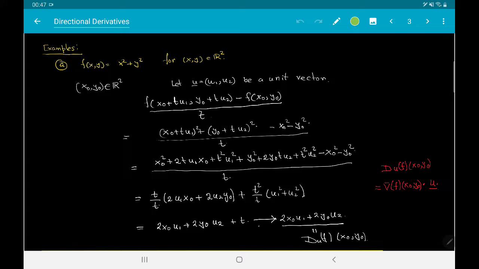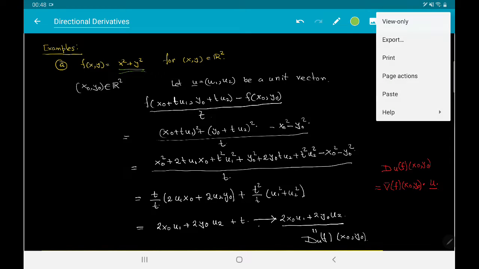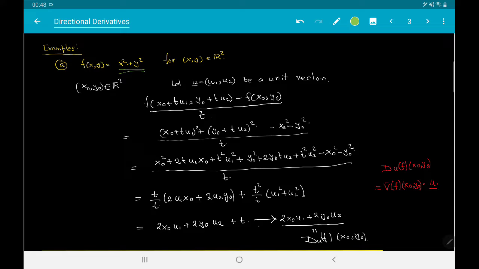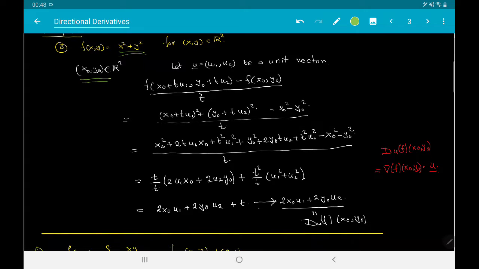Why don't we take a very simple example here: f of x y equal to x square plus y square. We have discussed this function before when we talked about continuity and partial derivatives. Let me fix a point x0 y0 in R2. It does not matter whether this is an interior point or not, but it is an interior point because the domain is R2. Now let u be a unit vector given by u1 and u2, and I want to compute the directional derivative, if it exists, of the function f along the direction u.